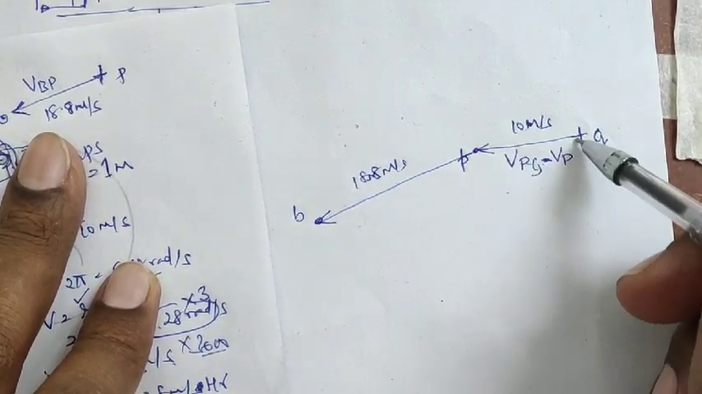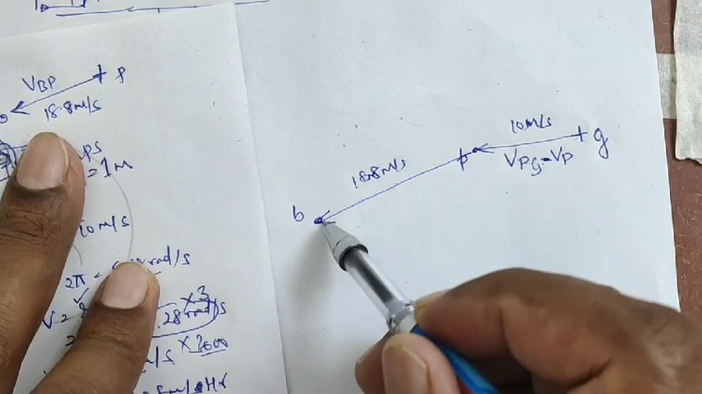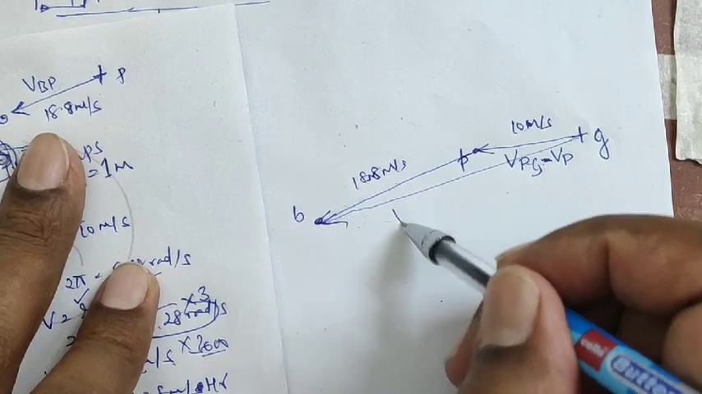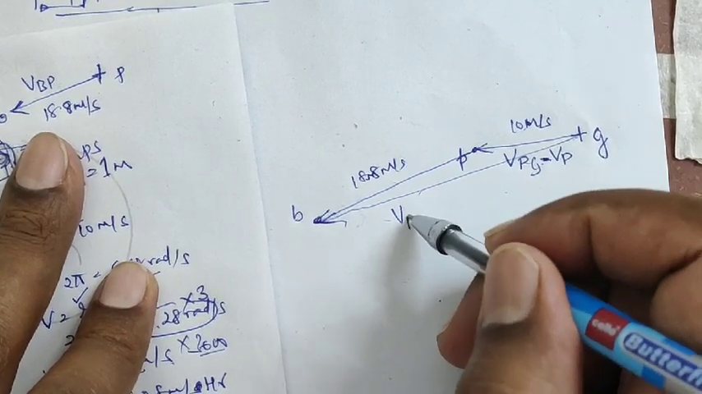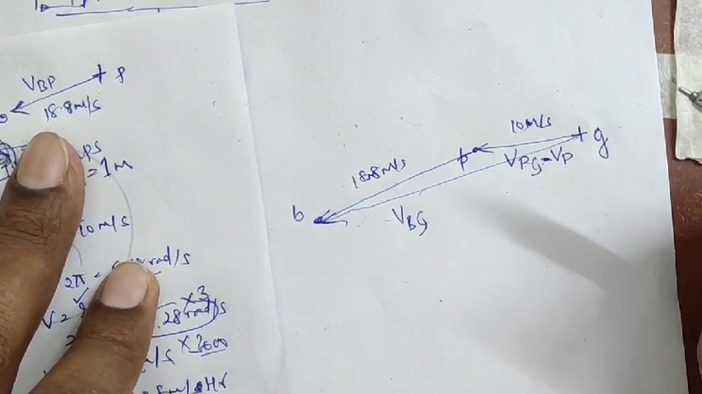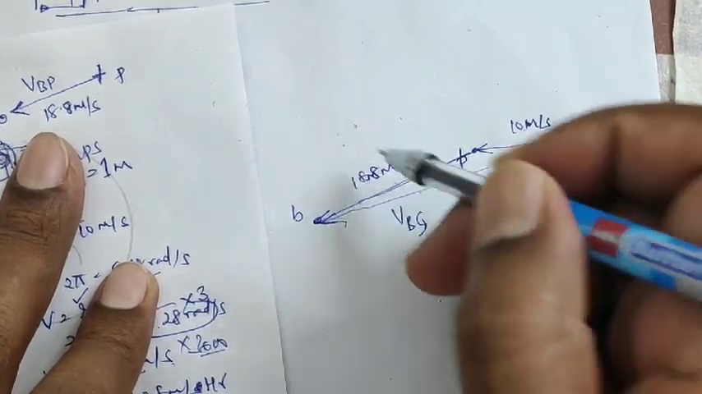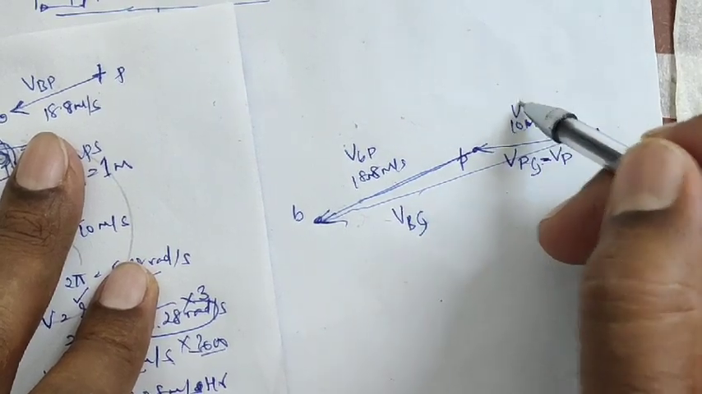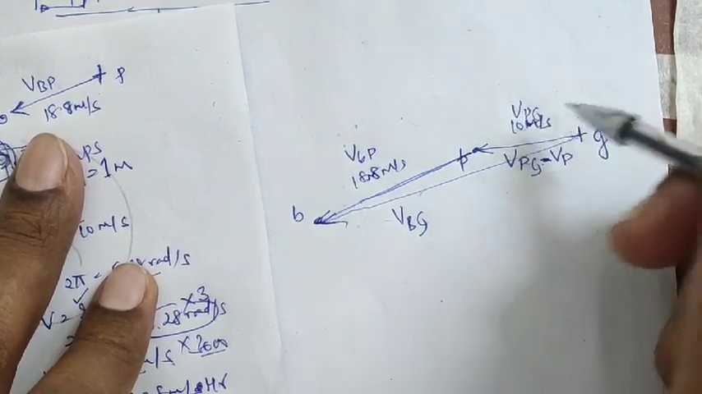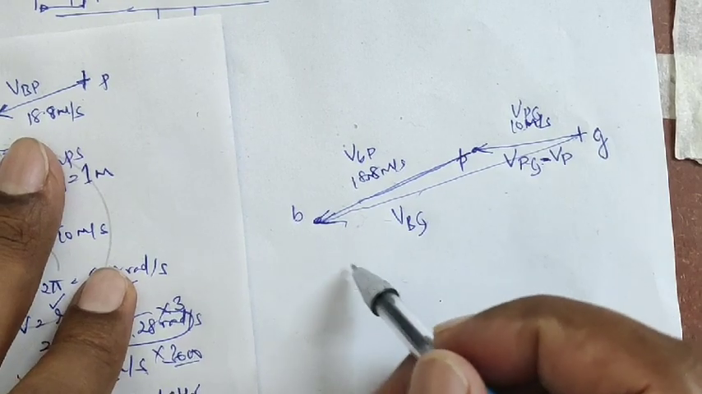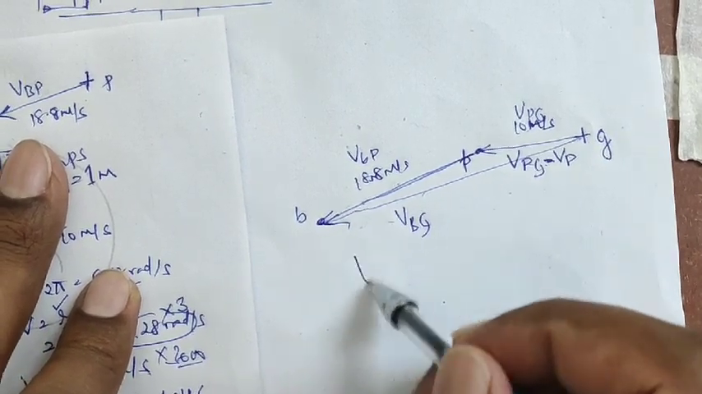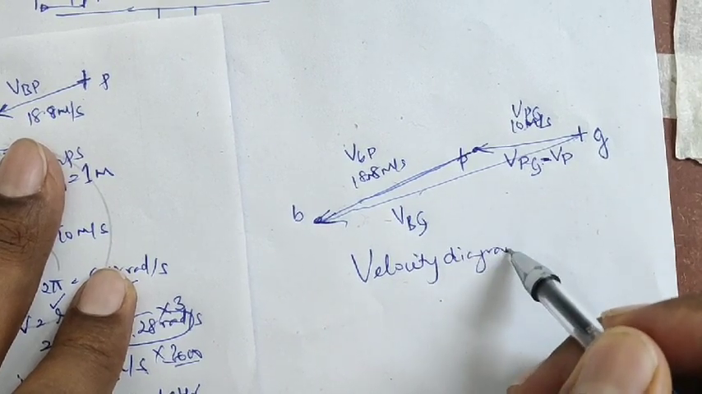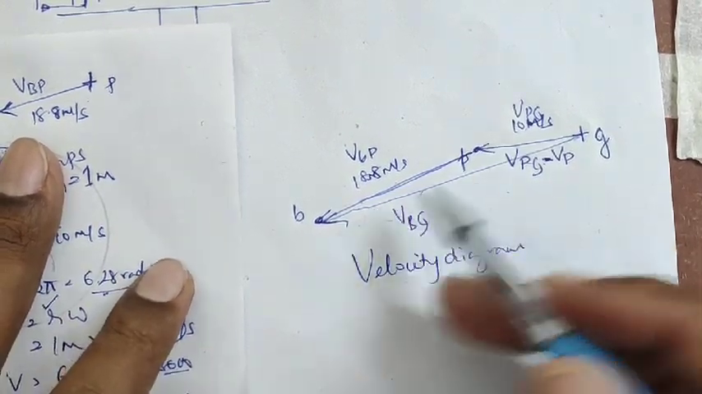If you want the speed of the ball with respect to the ground, then you have to draw a vector like this. This will give the speed of the ball with respect to the ground, this will give you the speed of the ball with respect to the person, and this is the speed of the person with respect to the ground. Like this, the velocity vectors are drawn, and these are called velocity diagrams, which will help you to find the relative velocities.